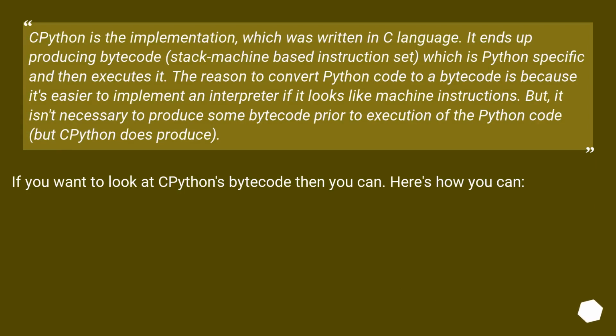CPython is the implementation, which was written in C language. It ends up producing bytecode, a stack machine-based instruction set, which is Python specific, and then executes it. The reason to convert Python code to a bytecode is because it's easier to implement an interpreter if it looks like machine instructions. But it isn't necessary to produce some bytecode prior to execution of the Python code, but CPython does produce. If you want to look at Python's bytecode, then you can. Here's how you can.